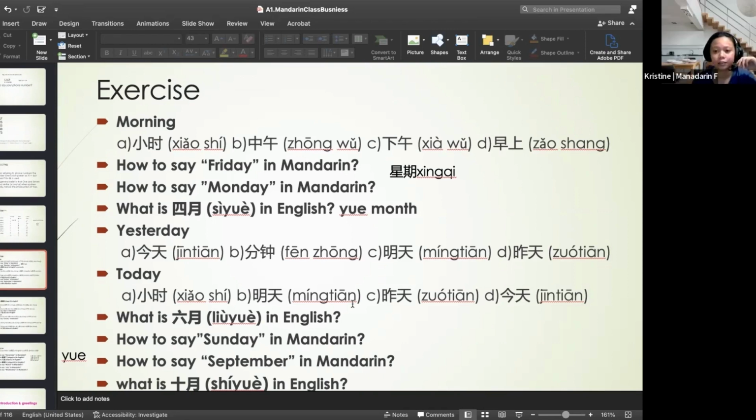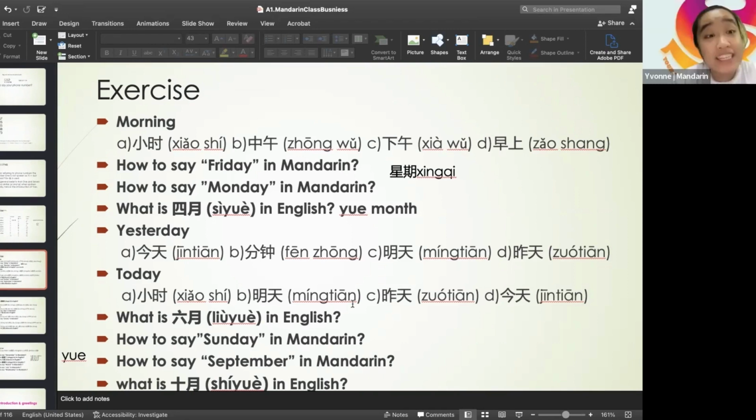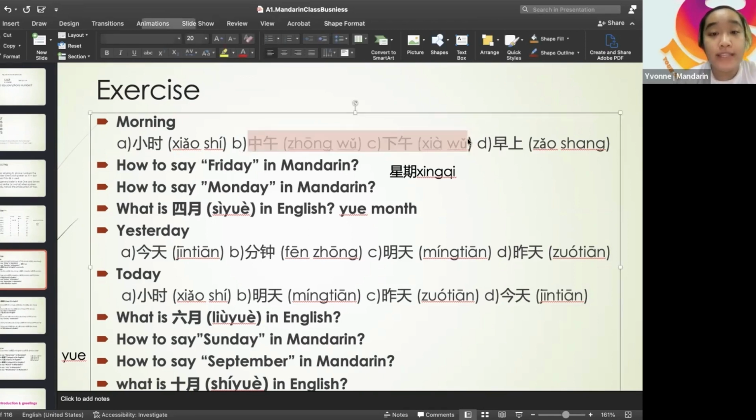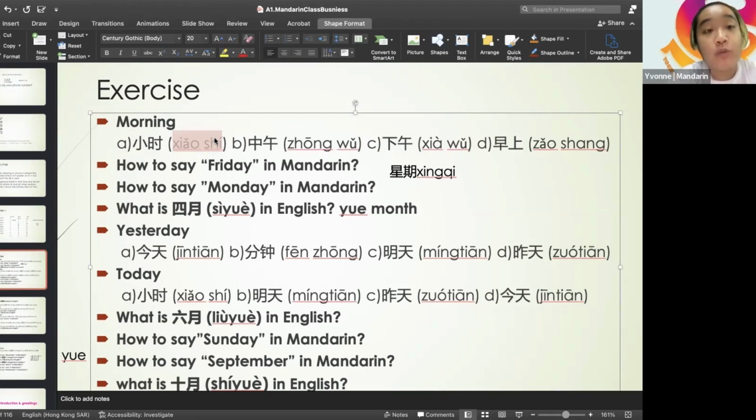D. Very good, Christine. The answer is 早上, okay? These two you already know, 中午 and 下午. What is 小时? 小时, this is hours. When do you use this again? Duration, okay? 1小时, 1个小时.